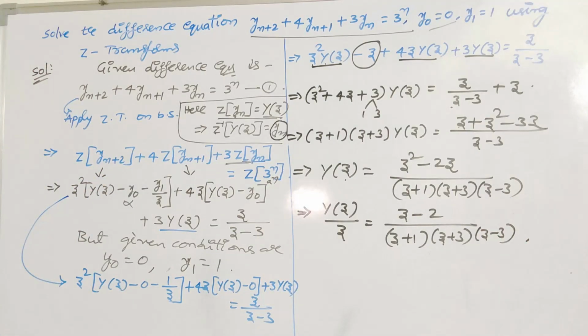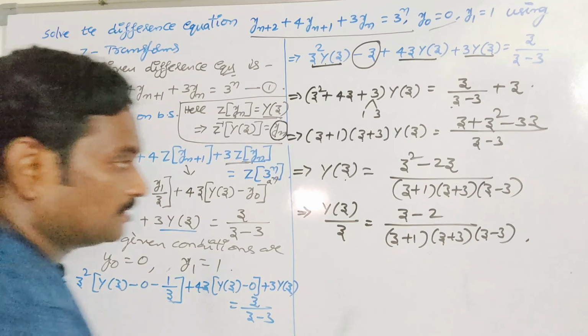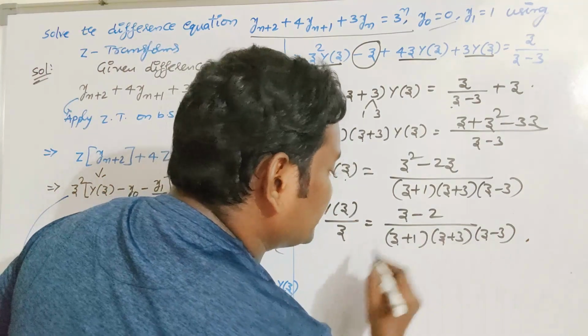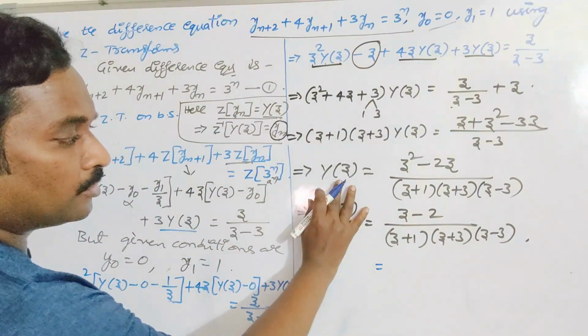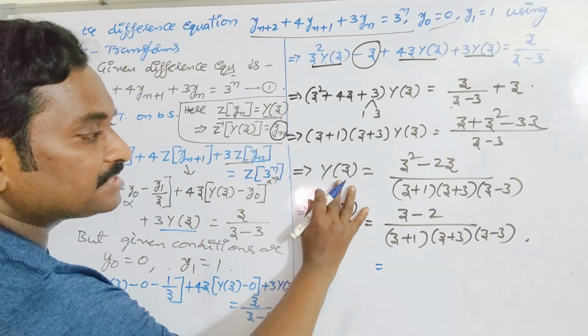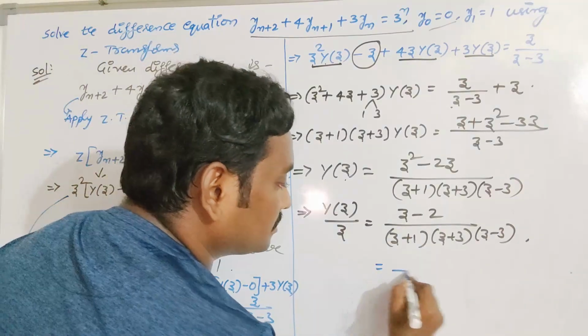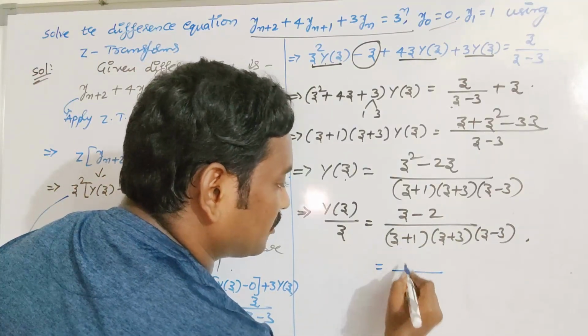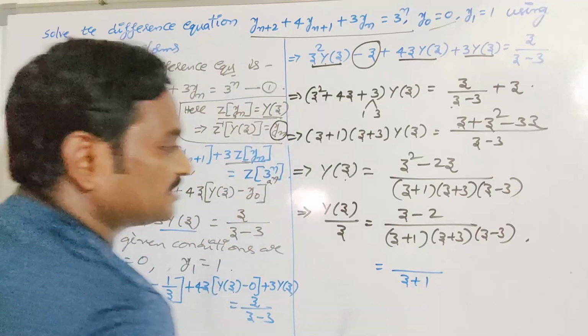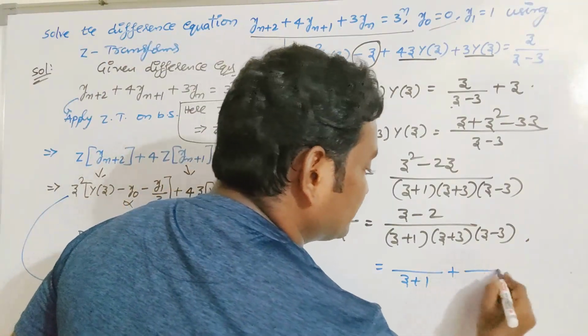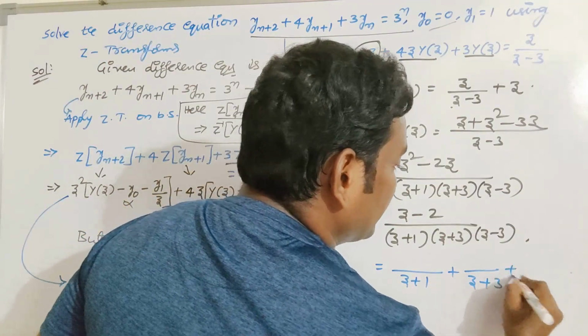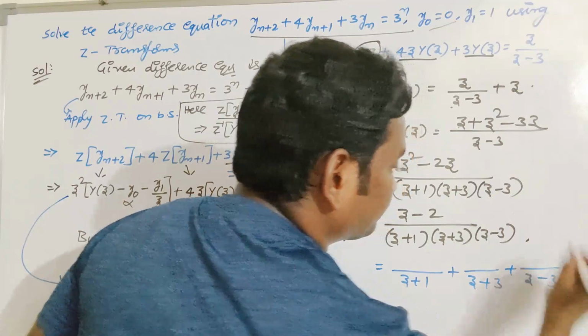Okay, I hope you all understand up to here. Here we are observing that the denominator has only linear terms. Forget about the left hand side part. You can resolve the right side part into partial fractions: A by a constant, something by z plus 1, plus b by z plus 3, plus c by z minus 3.